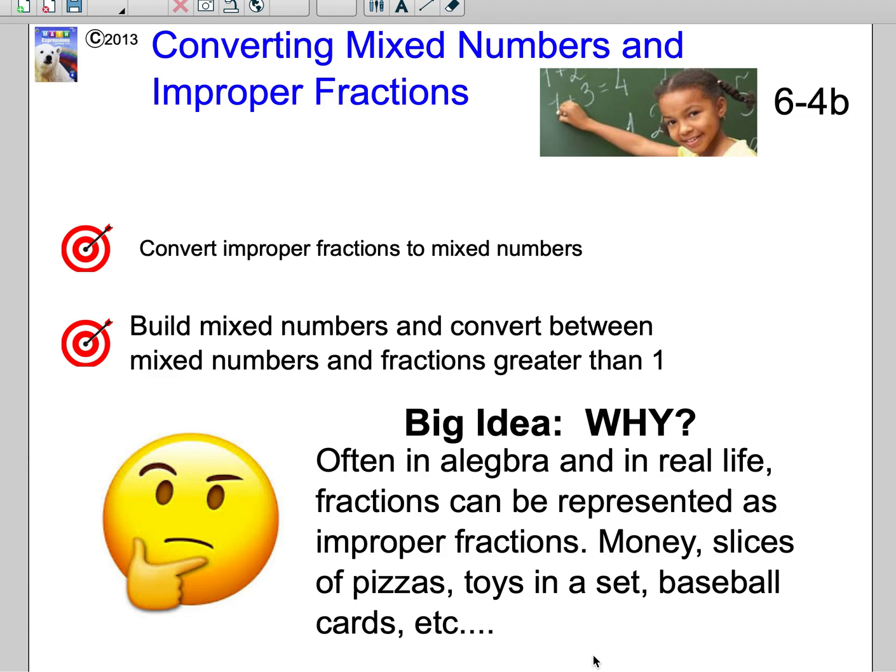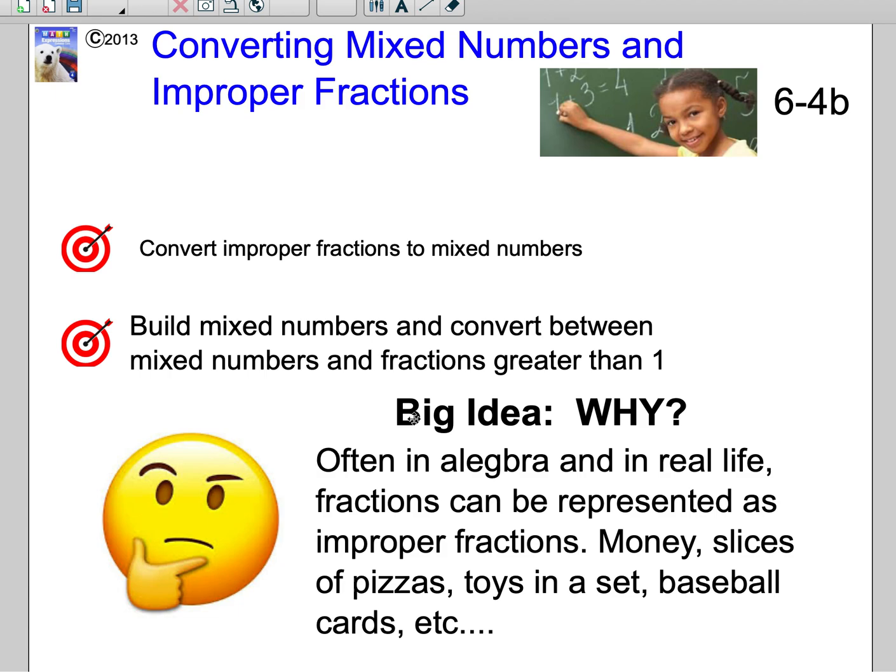We're going to talk about our fourth grade concept today of converting mixed numbers and improper fractions. That's our big target for today. We're also going to build mixed numbers and convert between mixed numbers and fractions that are greater than 1. So you might ask why, and that's a really great question to always ask when learning something.